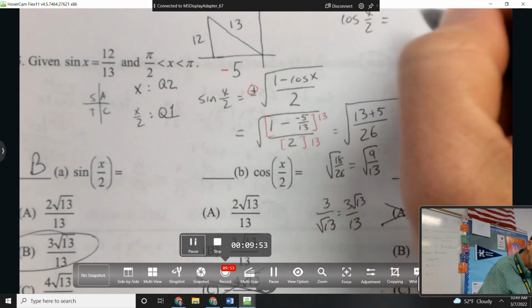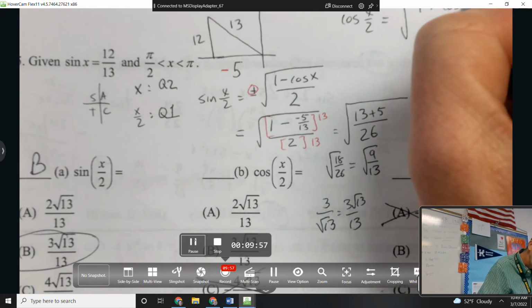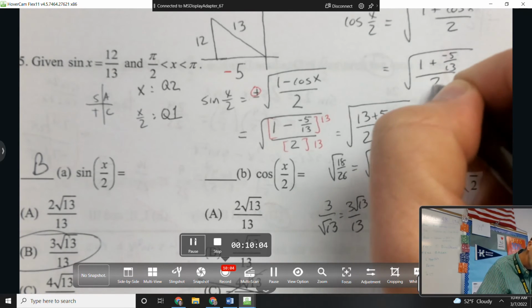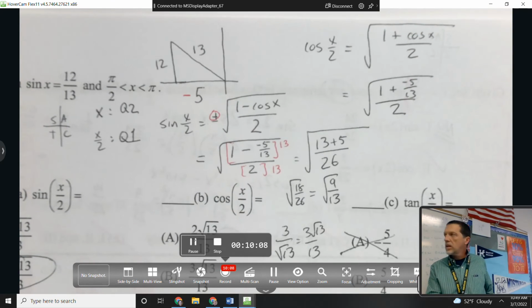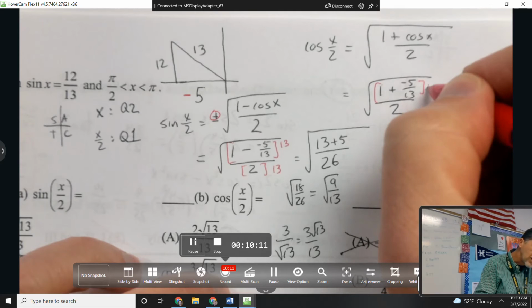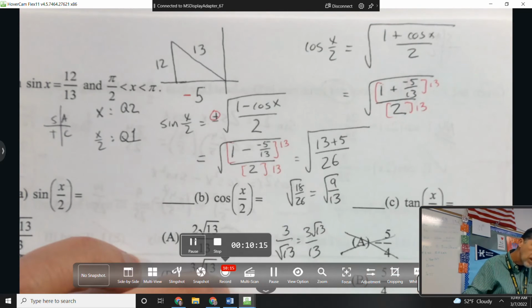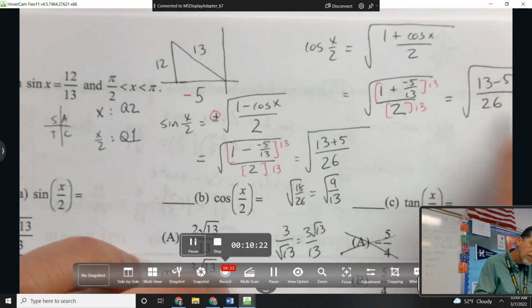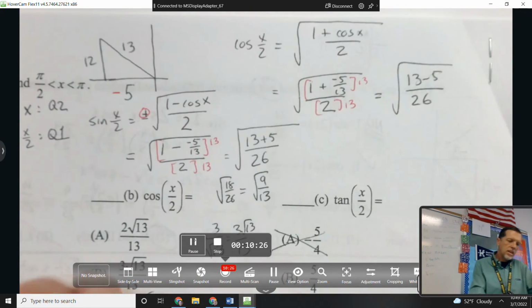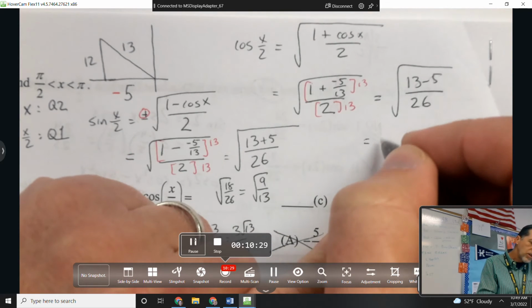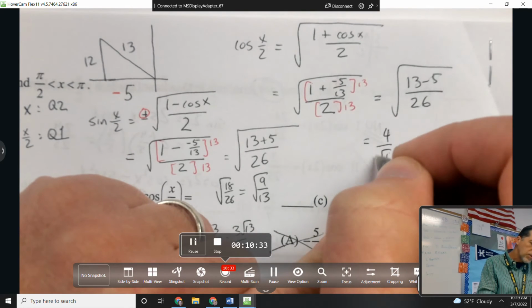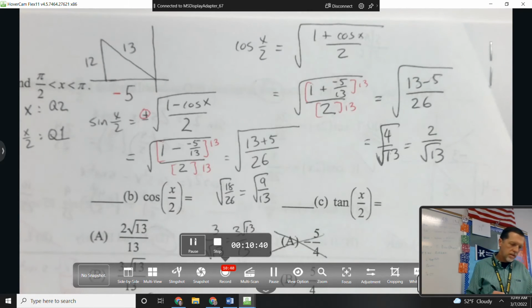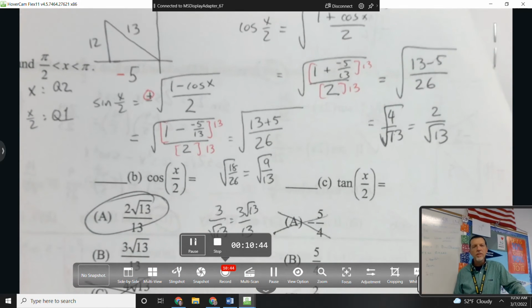Let's do the cosine one. 1 plus cosine of x over 2. 1 plus negative 5/13 over 2. Again, we'll multiply by 13 to clear out the fraction. So 13 minus 5 all over 26. See, 8 over 26 would reduce to 4 over 13. Whoops. So that's 2 over square root of 13. So A, 2 root 13 over 13.